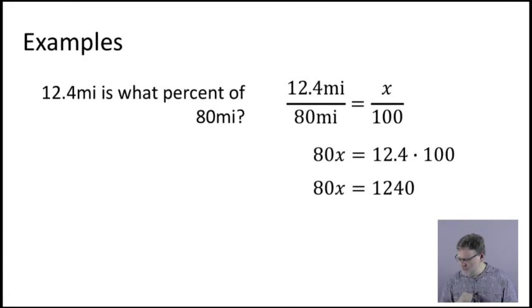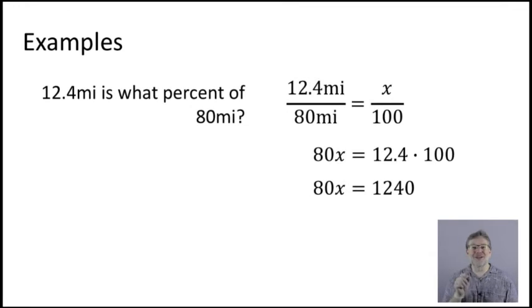12.4 miles is what percent of 80 miles? The percent is being taken of 80 miles, so 80 miles is our base, that goes in the denominator. 12.4 miles is our amount, that goes in the numerator. So there's our proportion set up once again. We can cross multiply again, and we have 80x is equal to 12.4 times 100, or 1240.